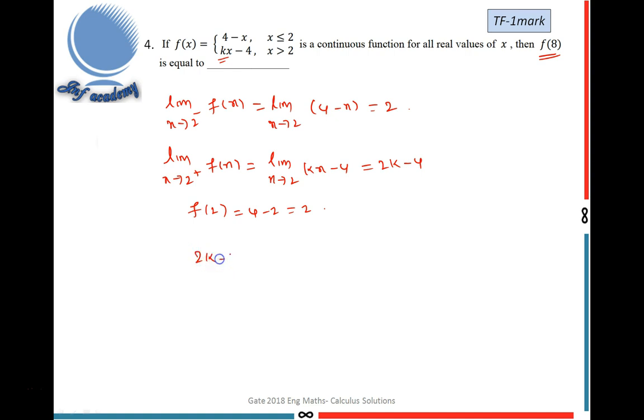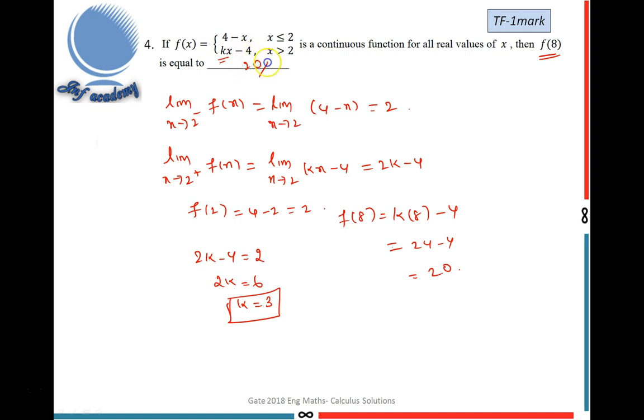So 2k minus 4 equal to 2 gives 2k equal to 6, k equal to 3. Finally, I got the k value is 3. You have to find the value of f of 8. f of 8 means x greater than 2. f of 8 equals k into 8 minus 4, and the k value is 3. 3 eights are 24 minus 4, this is equal to 20. So the final answer is f of 8 is 20. This is the final answer.